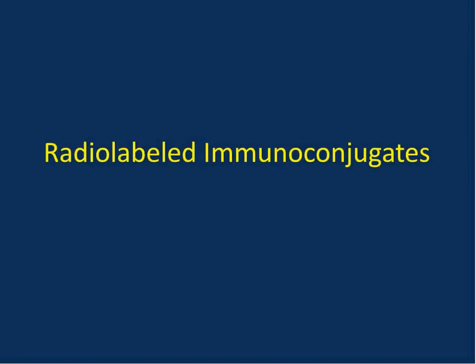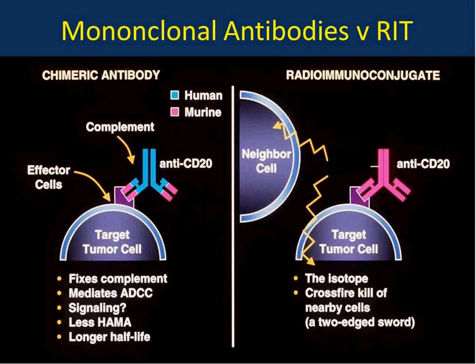And then the last couple that I'm going to talk about are the radiolabeled agents. So basically, the biggest difference, on the left you have your chimeric monoclonal, and so it's binding to the target cell, and we've already talked about the mechanisms. With the radioimmunoconjugate, you still have the activity of that anti-CD20 monoclonal, but you then also have the radioisotope that it's conjugated to that causes radiation damage to both the target cell and also to neighboring cells.